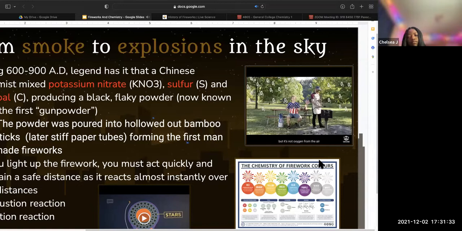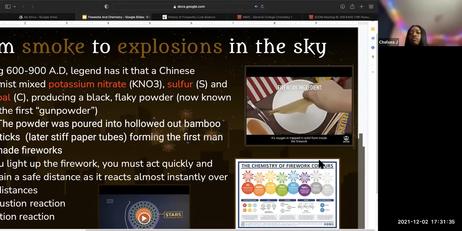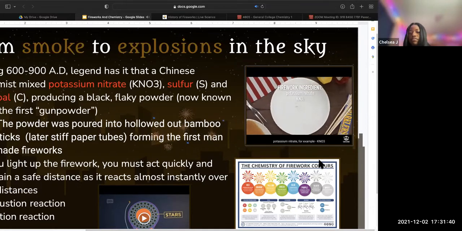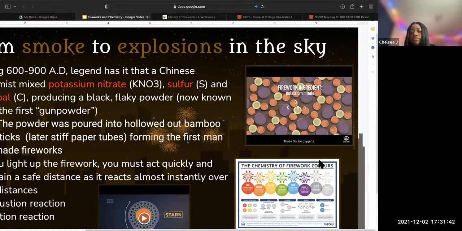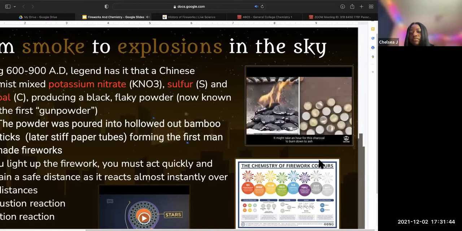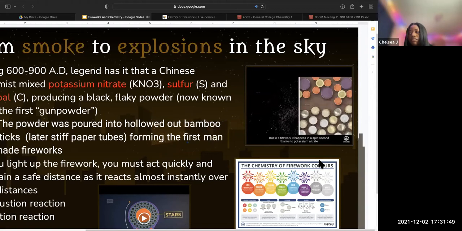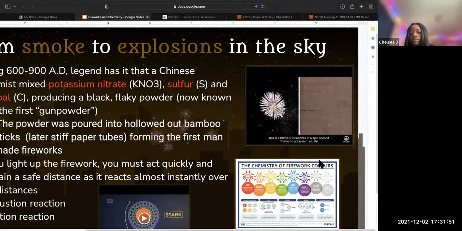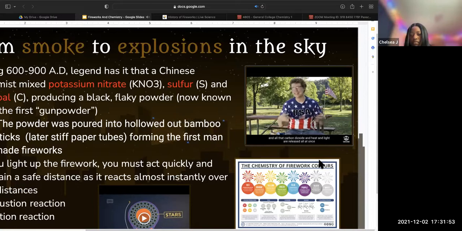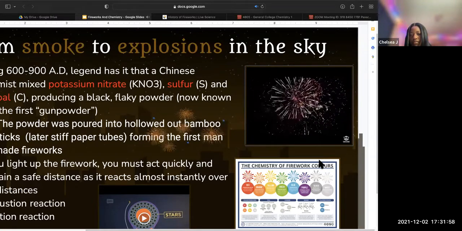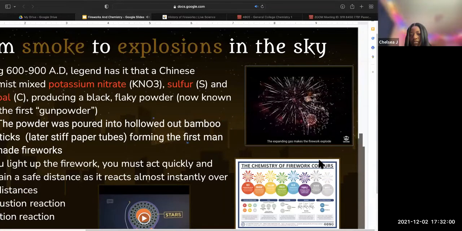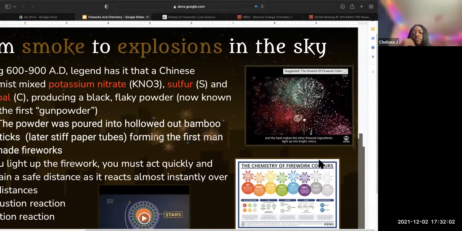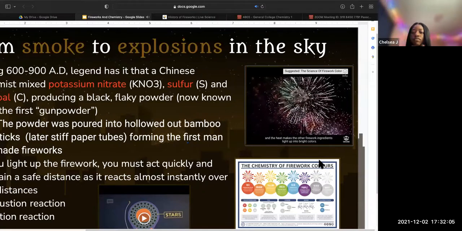But it's not oxygen from the air. It's oxygen trapped in solid form inside the firework. Potassium nitrate, for example, KNO3. Those O's are oxygens. It might take an hour for this charcoal to burn down to ash, but in a firework, it happens in a split second thanks to potassium nitrate. And all that carbon dioxide and heat and light are released all at once. The expanding gas makes the firework explode. And the heat makes the other firework ingredients light up into bright colors.